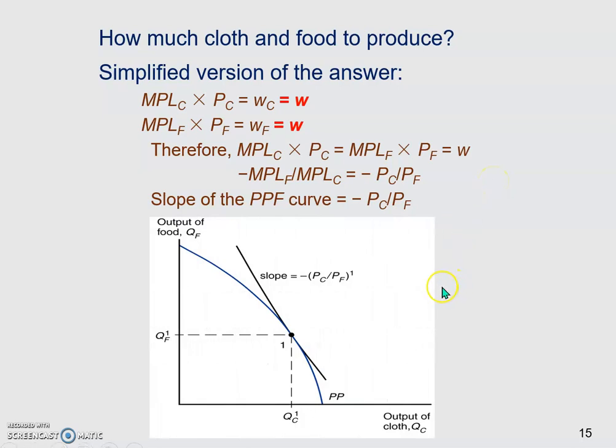Now, let's see what this means on the graph. Okay, we put it on the PPF graph here. So basically, we see that at point 1 here, if it is an optimal point of production, then at this point the slope of the PPF, which is also the slope of this tangent line, is just going to be equal to minus the relative price between cloth and food, okay?